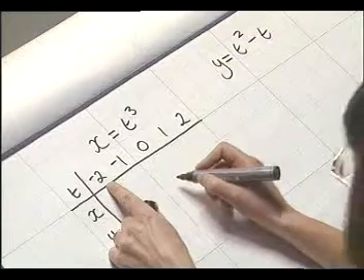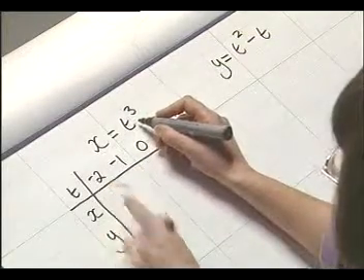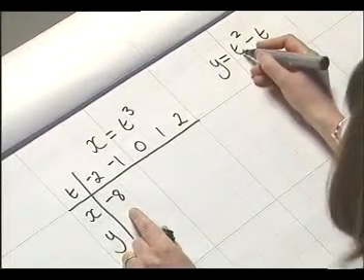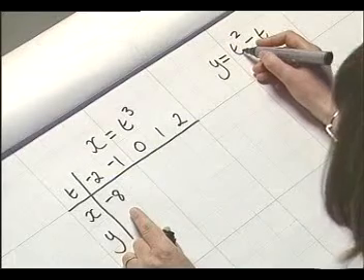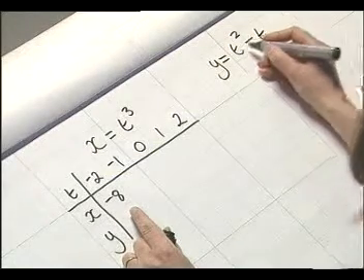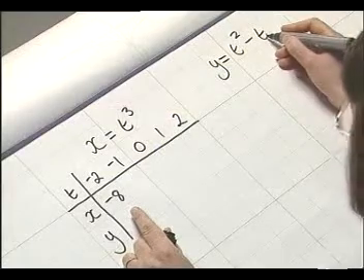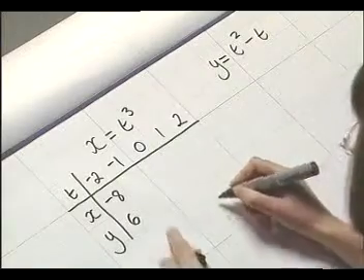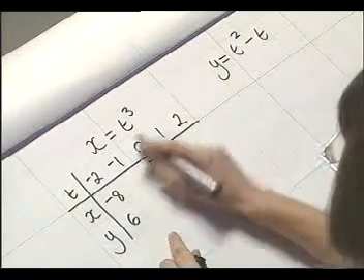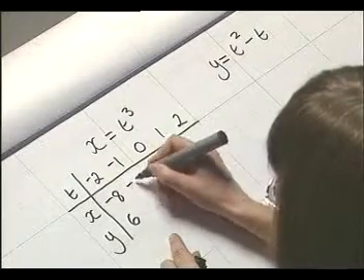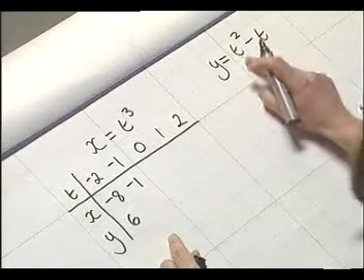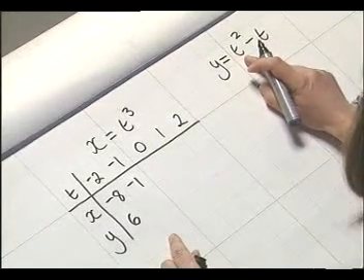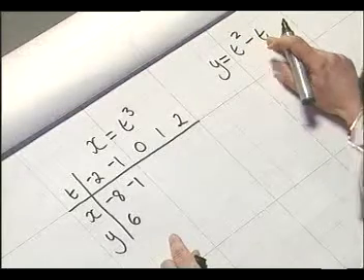So when t is minus 2, x is minus 2 cubed, which is minus 8. When t is minus 2, y is minus 2 squared, which is 4, take away minus 2. 4 take away minus 2 gives us 6. When t is minus 1, x is minus 1 cubed, which is minus 1. When t is minus 1, y is going to be minus 1 squared, which is 1, take away minus 1, which gives us 2.